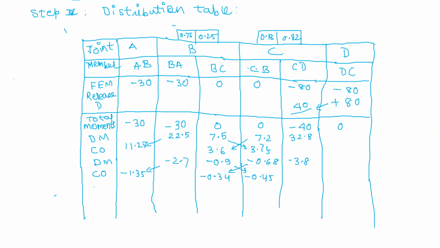And then we have the last distributed moment. We have this value 0.26, 0.26, 0.08, 0.08 and 0.37.